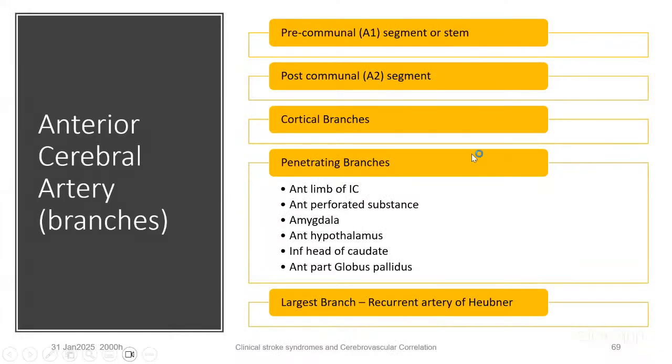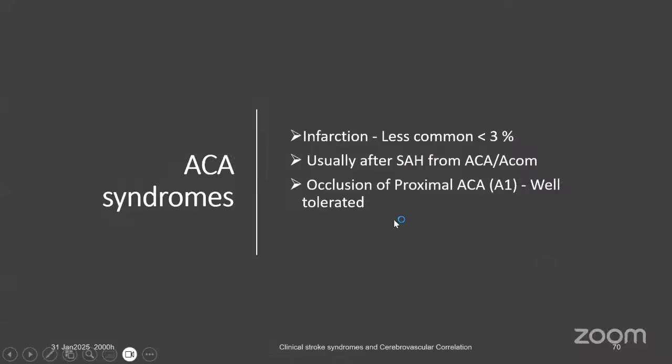And now we go to the anterior cerebral artery branches. There are cortical branches and the post-communal segment. There is a stem and the penetrating branches to the anterior limb of the internal capsule, anterior perforated substance, amygdala, anterior hypothalamus, inferior head of the caudate, and anterior part of the globus pallidus. The recurrent artery of Heubner can give rise to infarct in the caudate nucleus. Infarction is less common, less than 3%, and usually these syndromes are seen in subarachnoid hemorrhage from anterior cerebral artery and anterior communicating artery aneurysms.